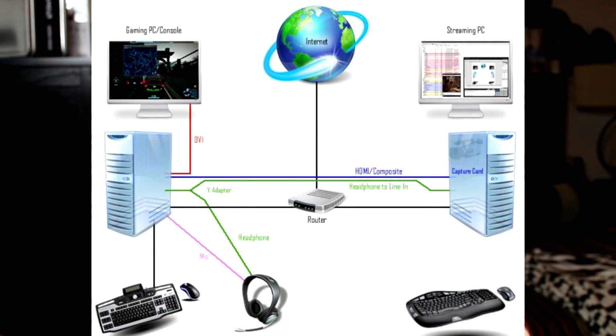Okay, my main PC, my gaming PC, I have an HDMI cable running from the HDMI port in my graphics card on my main PC to the HDMI in port on my streaming capture card. That's how I get audio and video from my gaming PC to my streaming PC. So basically, when I want to stream, I turn on OBS on my stream PC and it pops up.